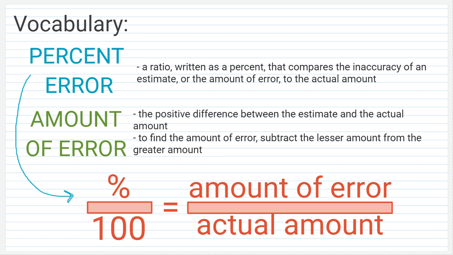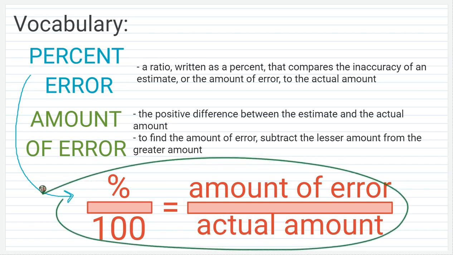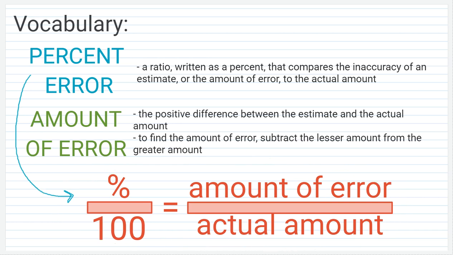And throughout this video, we're going to use what I have highlighted in giant letters down there at the bottom, a proportion. I find that my students have worked a lot better using a proportion to solve this type of problem. Much like percent change, it looks very, very similar. So that's what we're going to use throughout this video. Percent over 100 equals the amount of error over the actual amount.